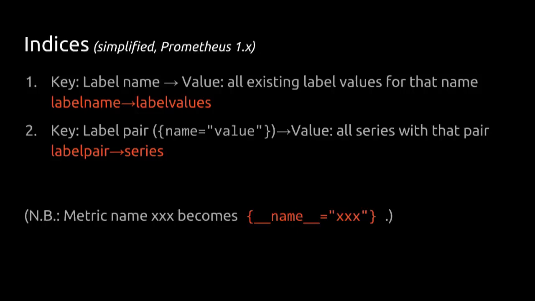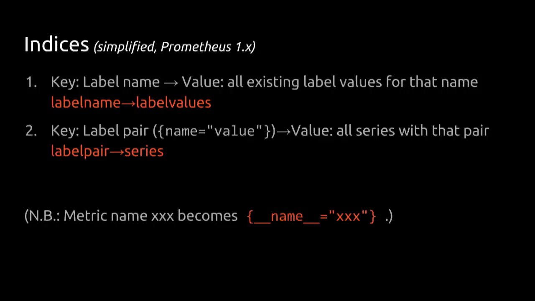By the way, the metric name in this view also becomes a label, __name__ equals metric name, right? So the metric name looks special in the syntax, but that's essentially syntactical sugar. It's just a label like everything else. Pro tip, you can even use this in PromQL instead of the metric name. That works. For example, if you want regular expression matching on the metric name, you can use that syntax.